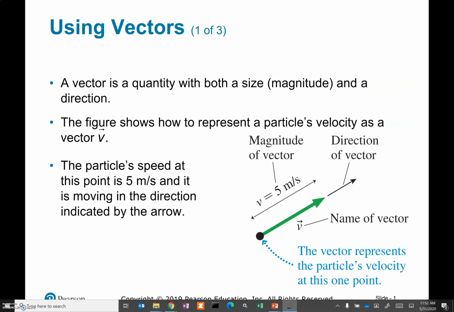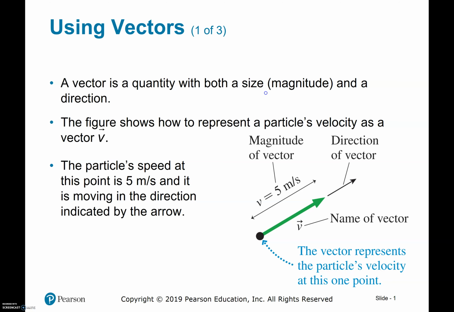Okay, in this video we're going to talk about vectors. What is a vector? A vector is a quantity that has both a size and a direction. That's a vector. And so a typical vector would be, for instance, a velocity vector, right? So the velocity vector is this vector here. And so the size of this vector would be what? 5 meters per second. And the direction would be this direction, and it points in that direction.